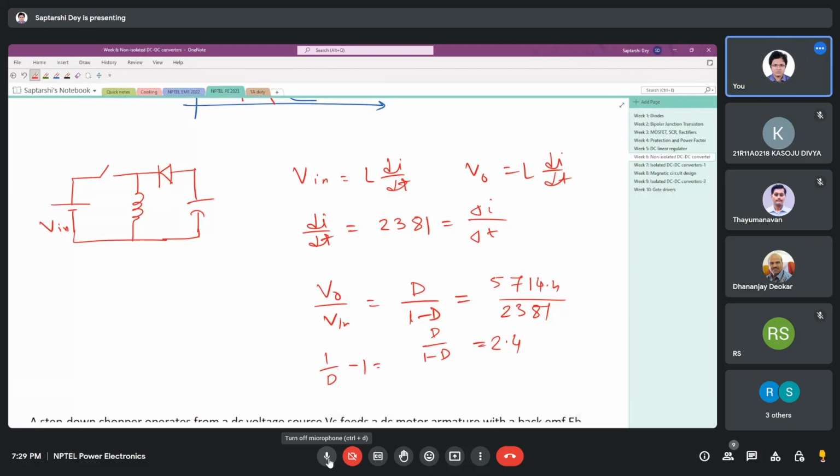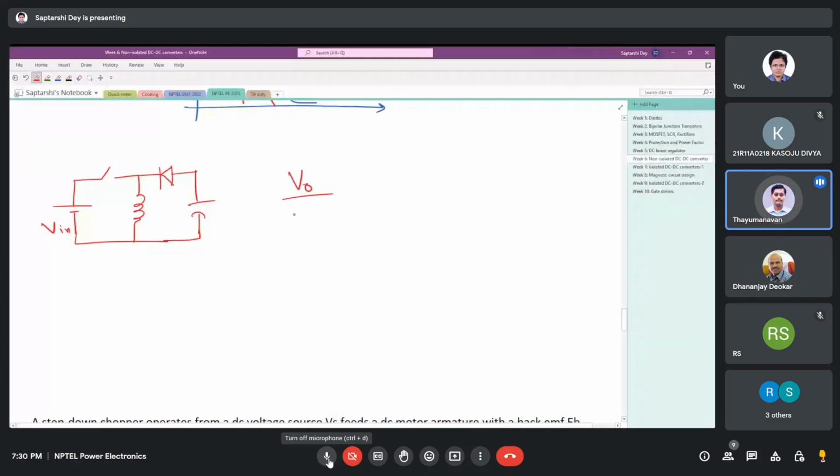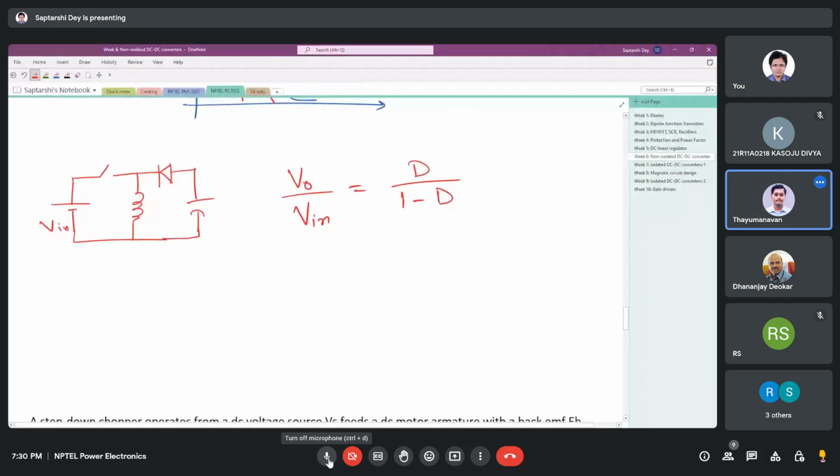No, you are doing something wrong. The question is correct. Sir, actually V output is minus Vi into D divided by 1 minus D. That means V output is Vi into D divided by D minus 1, right? You are putting 1 minus D. As per sir's lecture video, V output is V input into D divided by D minus 1. Can you give me the ratio? This is the equation. If you take the magnitude of V out and the magnitude of V in, then this is the ratio.